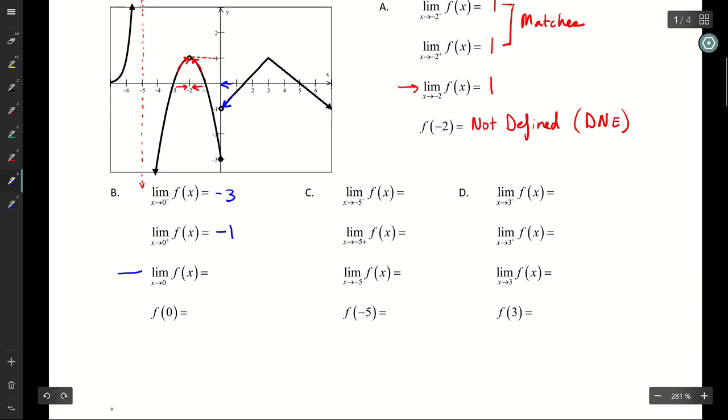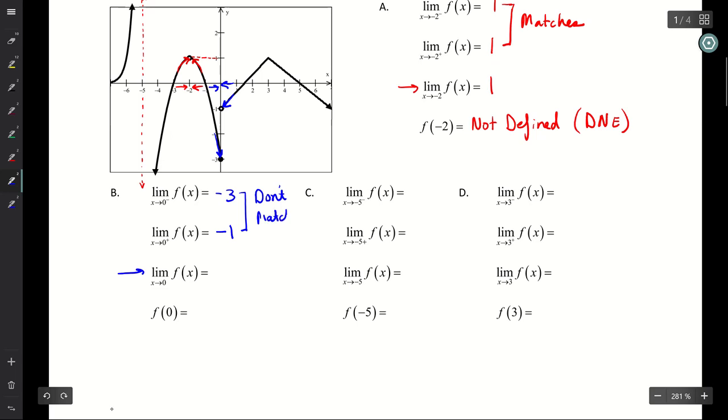That means that the overall limit is not going to exist. As we approach 0 from the right, it's getting close to -1. As we approach 0 from the left, we're getting close to -3. And notice that those two y values aren't meeting up. So these two don't match.